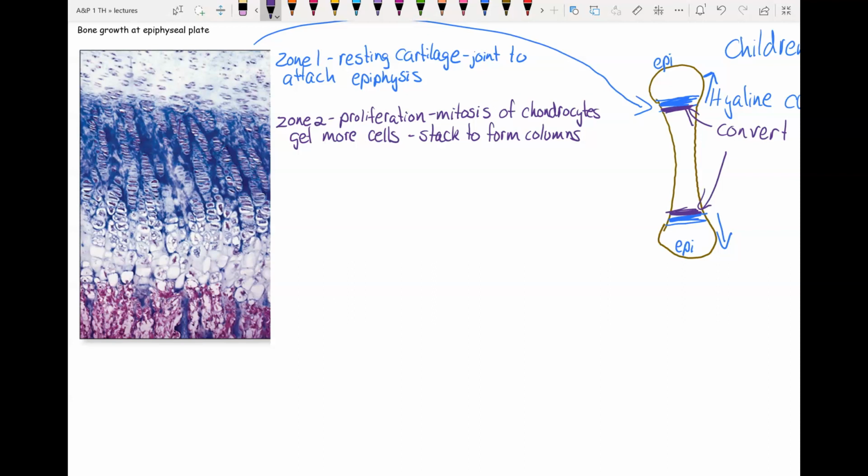So you can see, here is a column of cells. Here's a column of cells. All those purple things there are the cells that you're making by mitosis, and they form these columns. The blue in between is protein matrix.